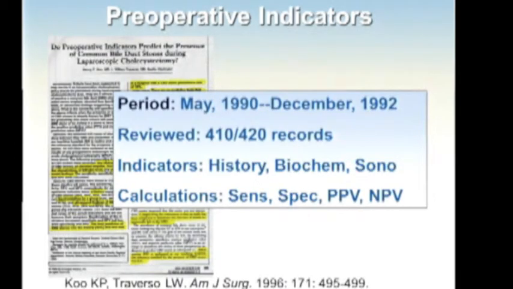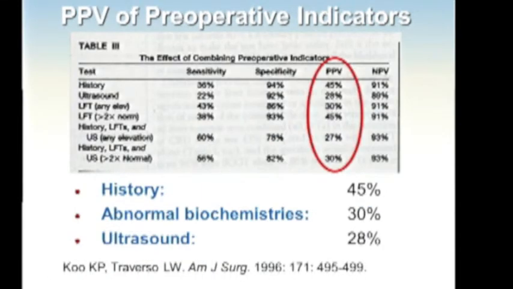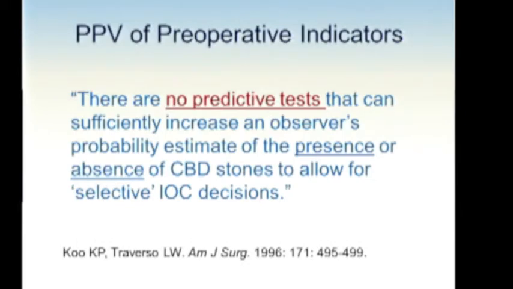Now, Bill Traverso and Kenny Koo back in 1996 looked at their very well-controlled group of patients. They had a very tight HPB group in Washington State, and they looked at the history, biochemistry, and sonography. What they found was the best predictor was history at 45%, biochemical abnormalities at 30%, and ultrasound at 28%. Their conclusion is that there were no predictive tests that can sufficiently increase your probability estimate of the presence or absence of stones to allow for selective IOC decisions.